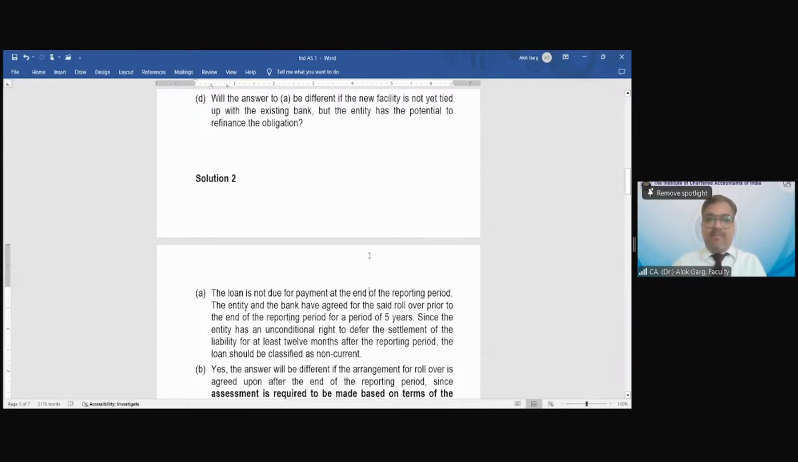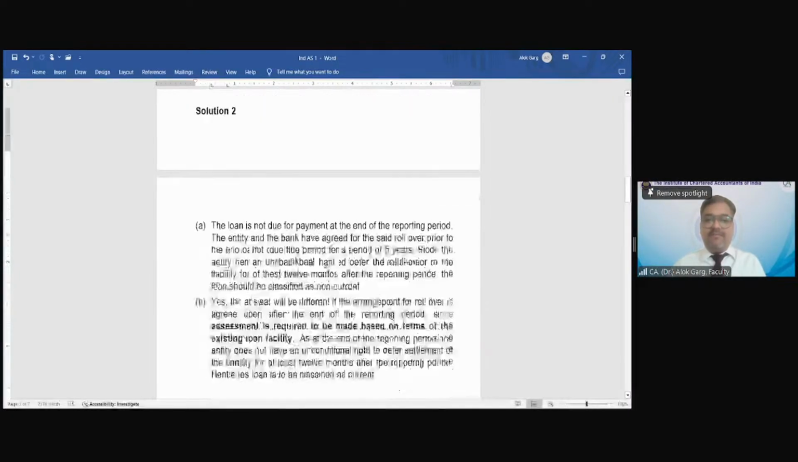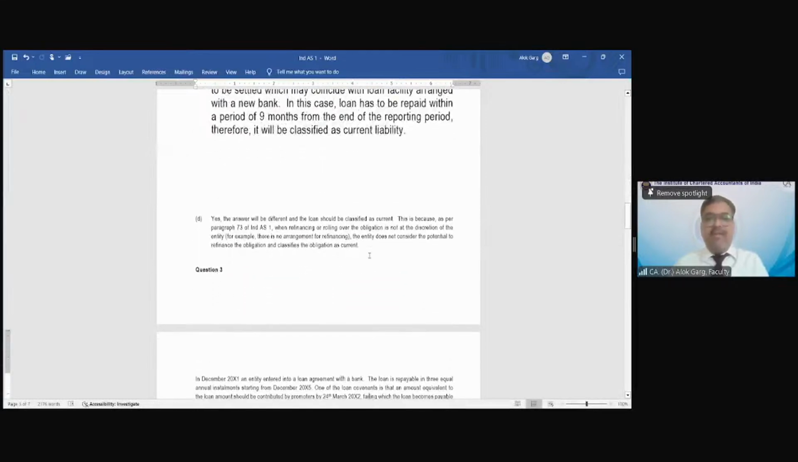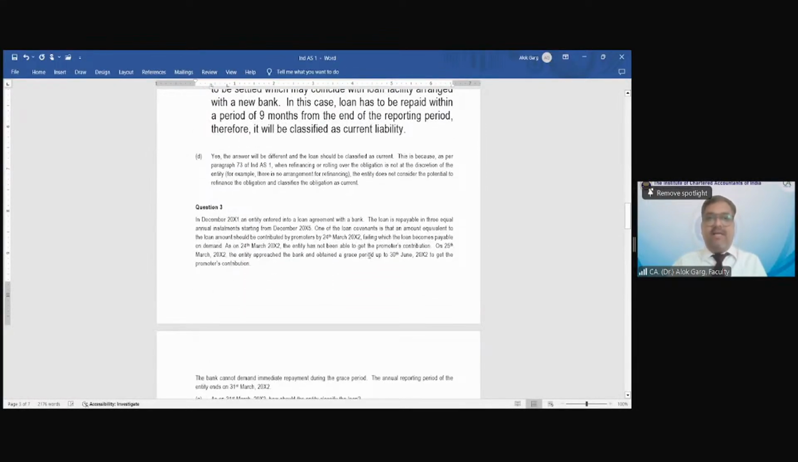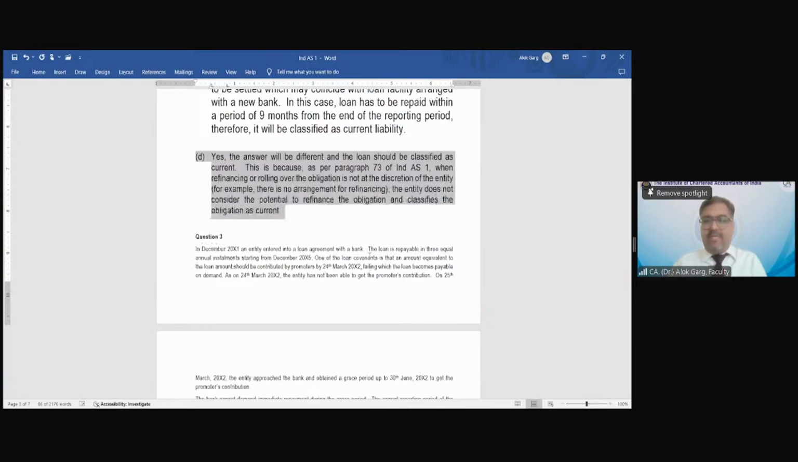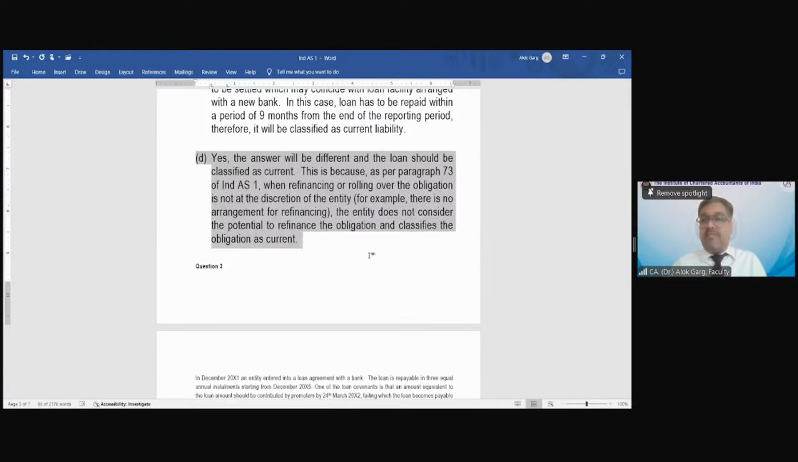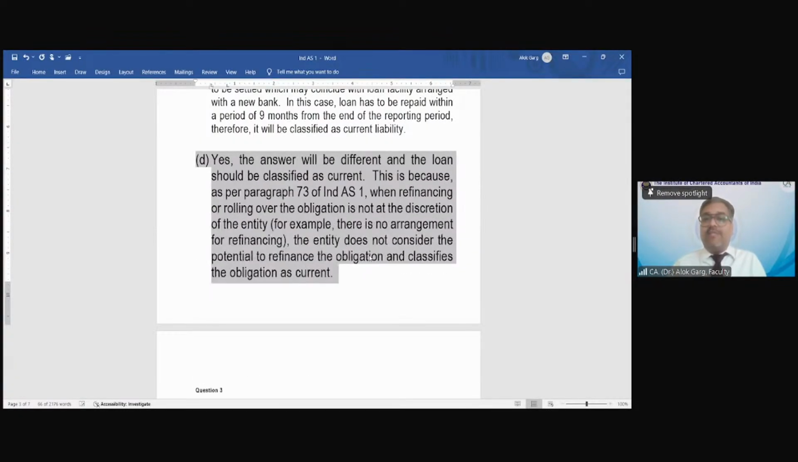Okay. So let's see the answer, which we are already aware of. Yes, the answer will be different. Like in the earlier case, the answer was non-current. Why? Because the facility was already agreed. Yes, the answer will be different and the loan should be classified as current.